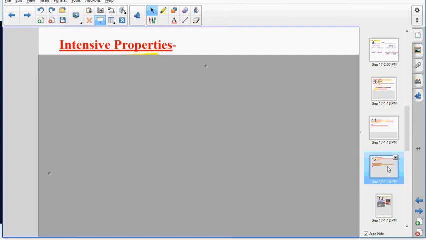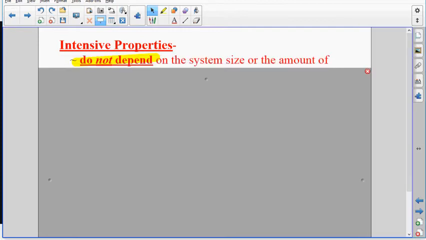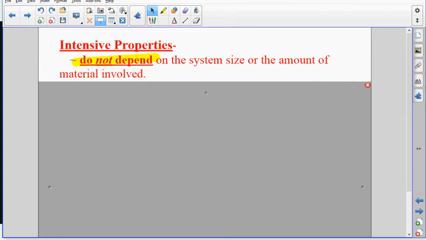Intensive properties do not depend on the system size or the amount of material involved. They do not depend on the amount of the material involved.